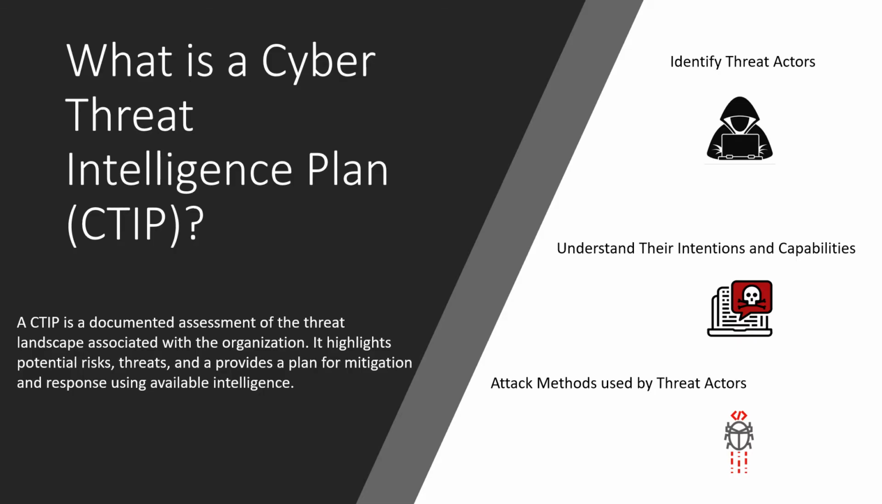Now that we understand the role of intelligence and how cyber threat intelligence can be used, we will define a cyber threat intelligence plan. A CTIP is a documented assessment of the threat landscape associated with the organization. It highlights potential risks, threats, and provides a plan for mitigation and response using available intelligence sources. We will look to identify the threat actors that are most likely to target our organization, use intelligence to understand their intentions and capabilities, and highlight the attack methods most commonly used so that we may enable the proper defense mechanisms and risk mitigation techniques.